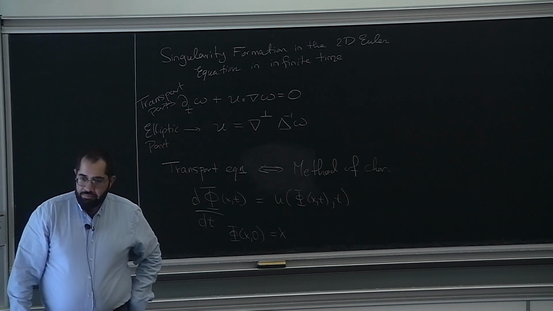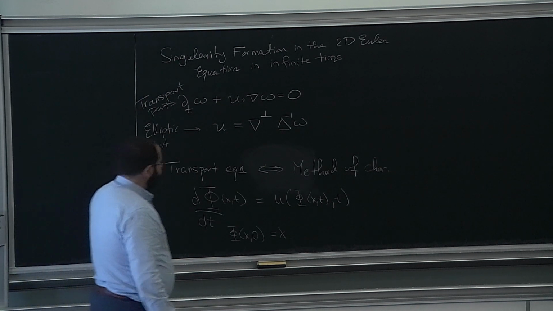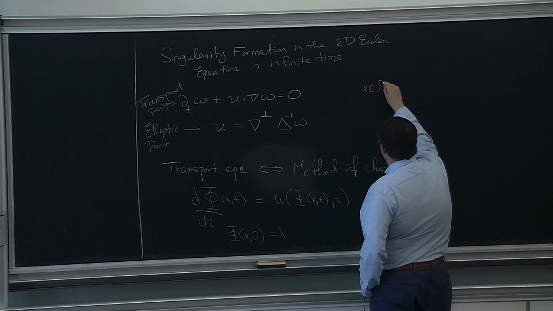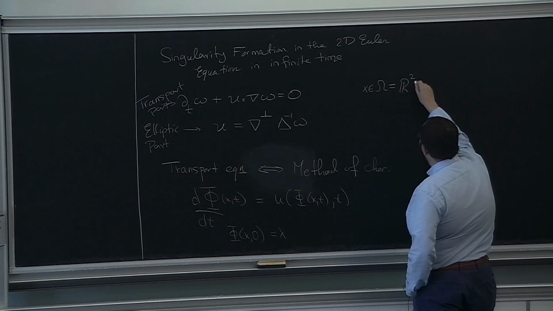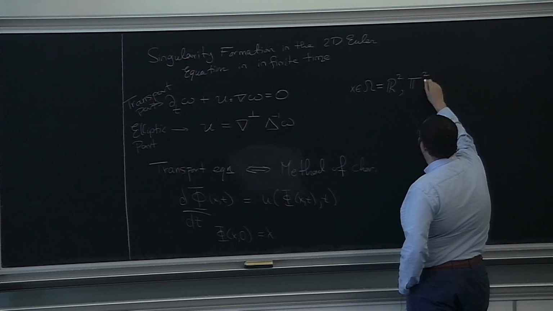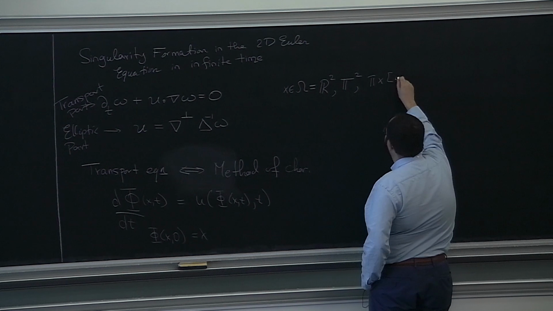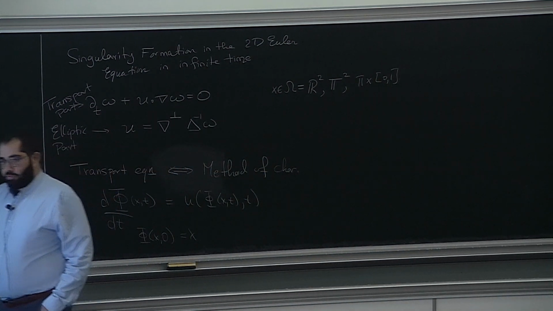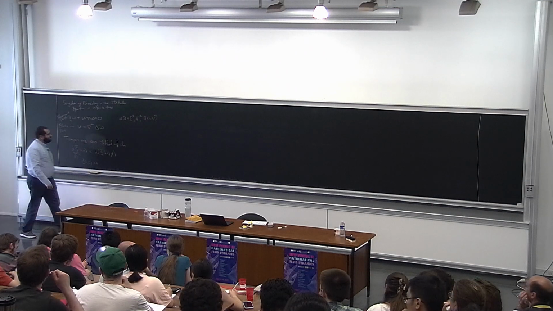Say that again? What is the spatial domain? So the spatial domain for us could be R2, it could be the 2-torus, or it could be a channel, or it could be anything that's similar to this. Is that enough? Okay.